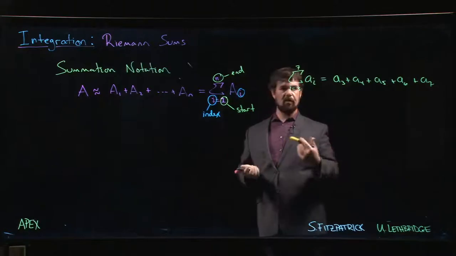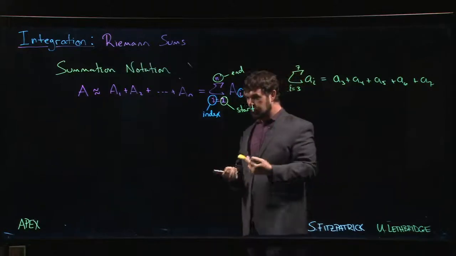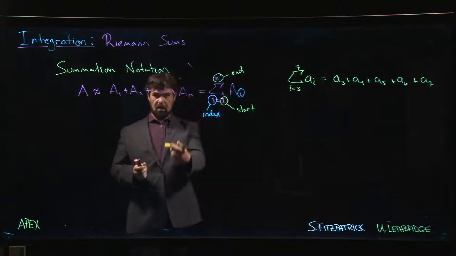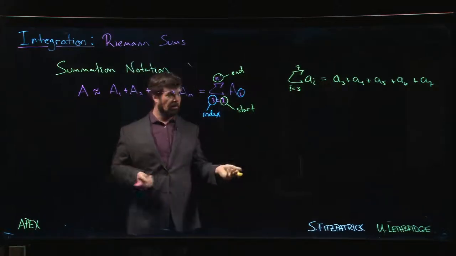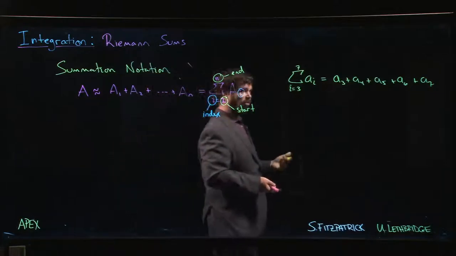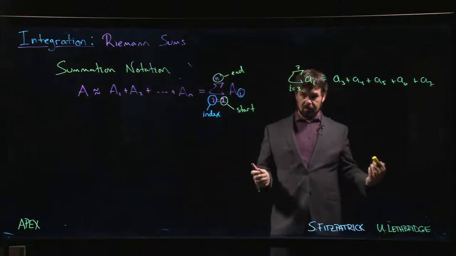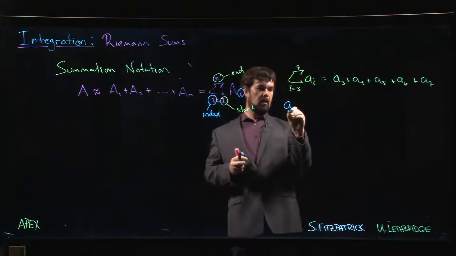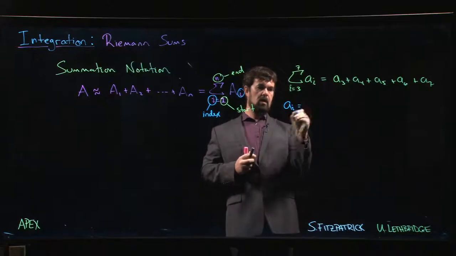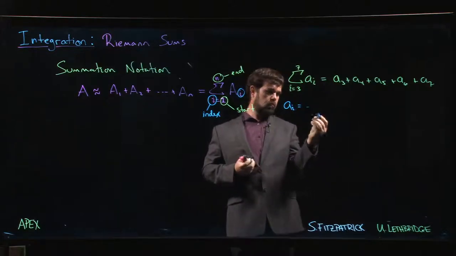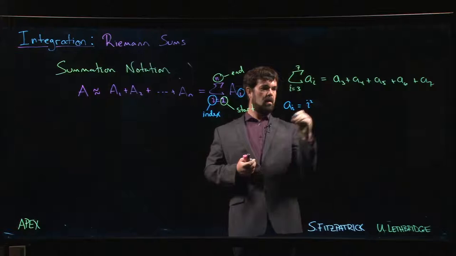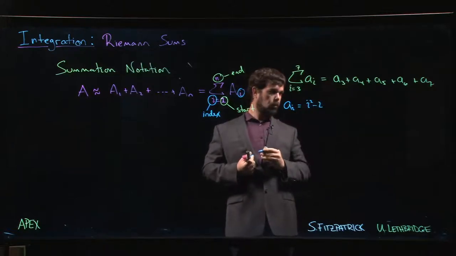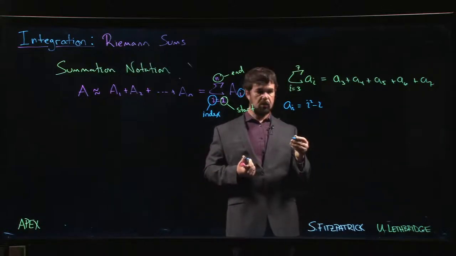And so one of the things that might happen is that, rather than just being given a list, where this i tells you which row you're at on your spreadsheet or something like this, sometimes you're told how to generate the list. So you might be told something like, oh, and by the way, a sub i is equal to i squared minus 2.